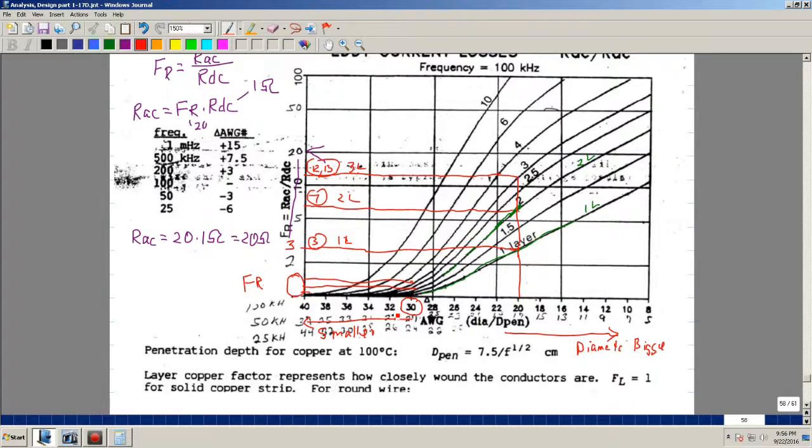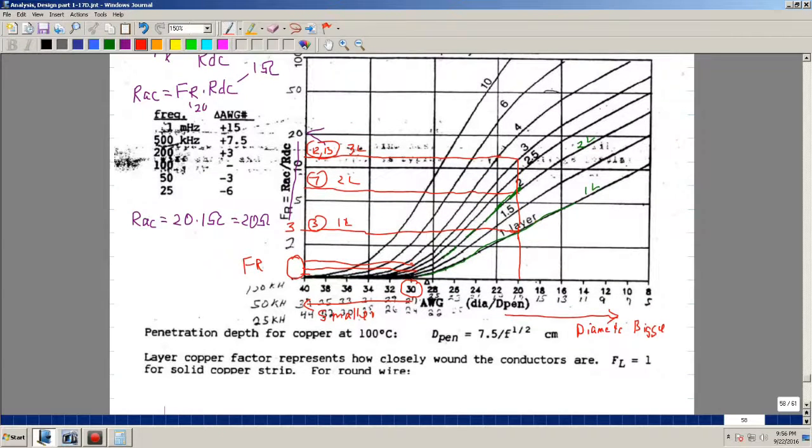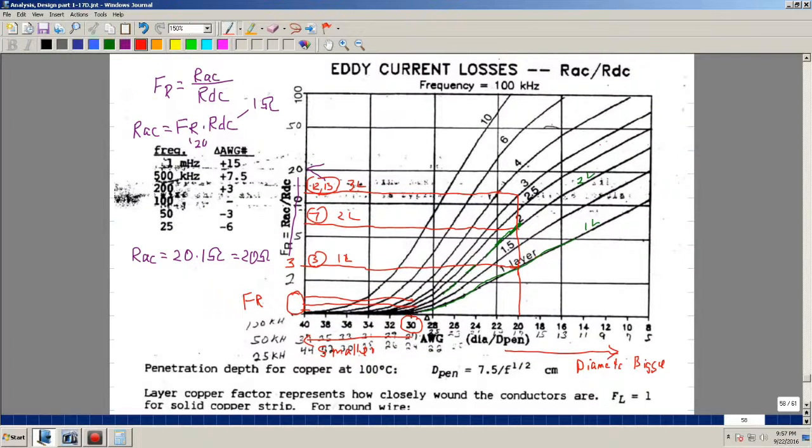So that's why I like using this plot, because it gives you an intuitive feel of your wire and how it affects your losses.